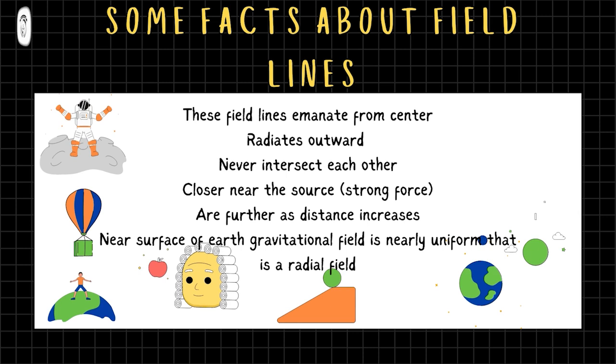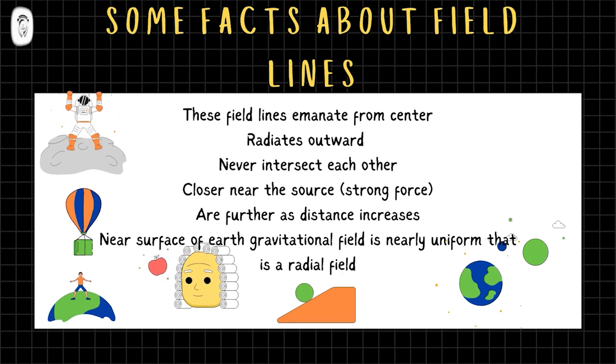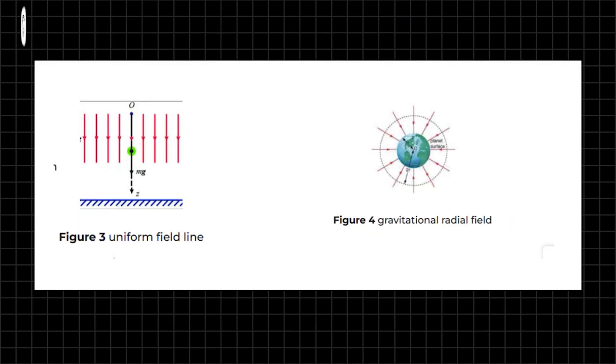Earth is a huge mass, so near the surface of the Earth, our gravitational field is nearly uniform. That is why this is called a radial field. I want to show you this radial field in the diagram for you in figure 3 and figure 4. You can see here that the gravitational force is represented by gravitational field lines, which show a very uniform field. And as you can see on the diagram in figure 4, Earth has gravitational field lines coming towards it. So this is a representation of the gravitational radial field.